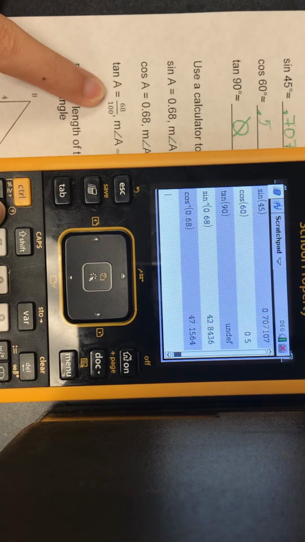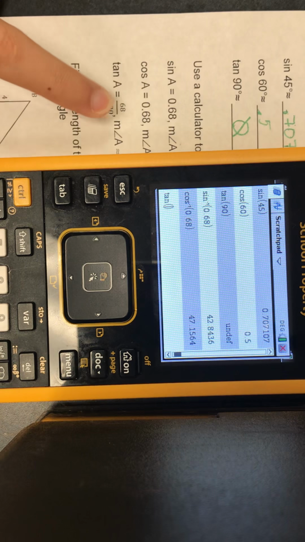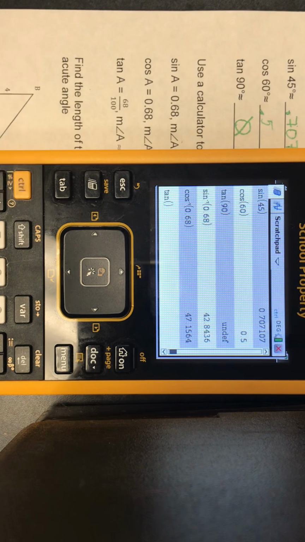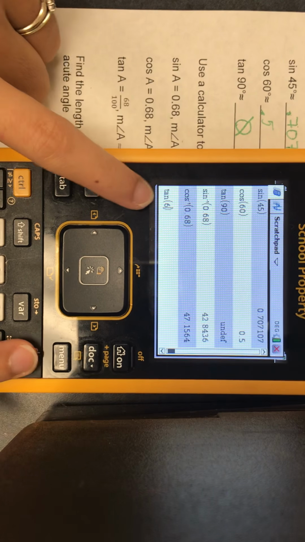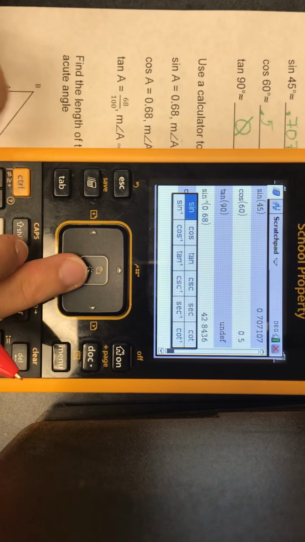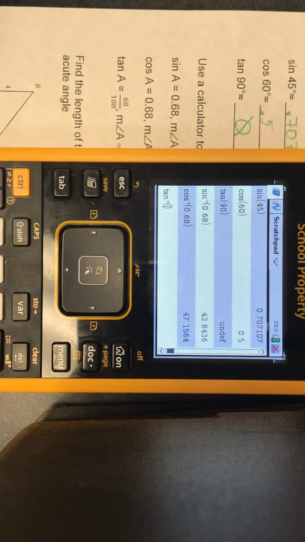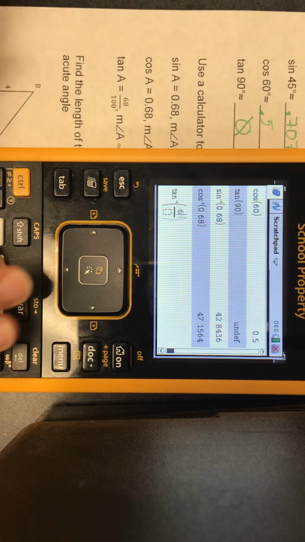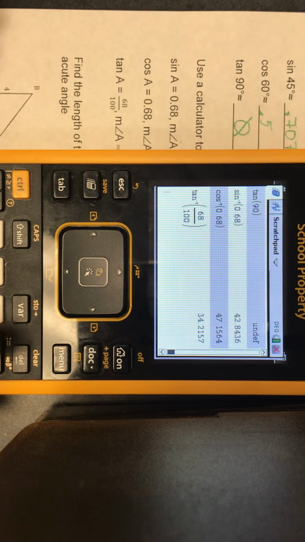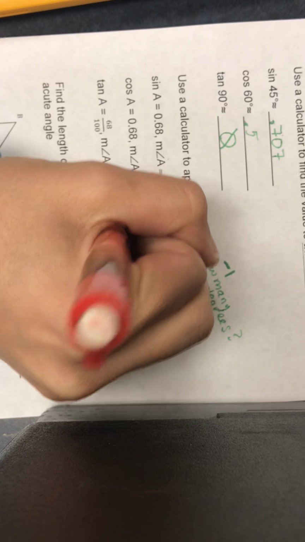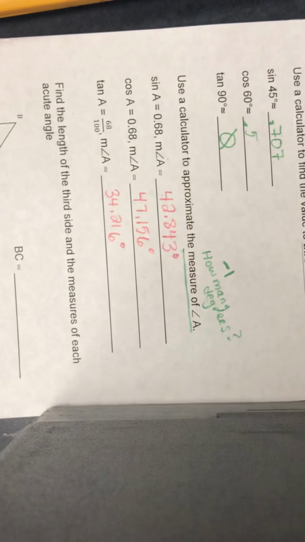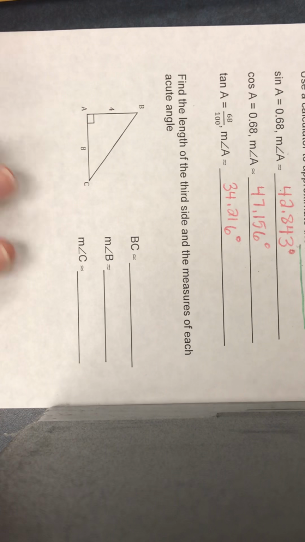Same thing for this bottom one, trig, tan. Remember to put in a fraction. I'm going to push control and divide. 68 over 100. Oh, and look, I put the wrong tangent. I need the tangent that has the -1 symbol. There we go. All right, 68 over 100. That gives me 34.216 degrees.